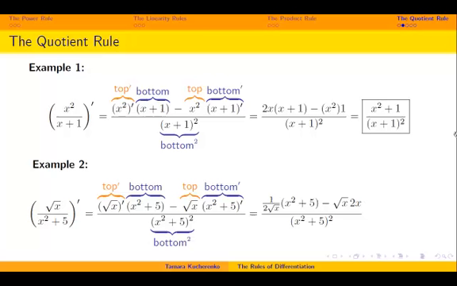To simplify, we can multiply the numerator and denominator by 2 square root of x. The expression we get is 5 minus 3x squared divided by 2 times radical x times x squared plus 5 squared.